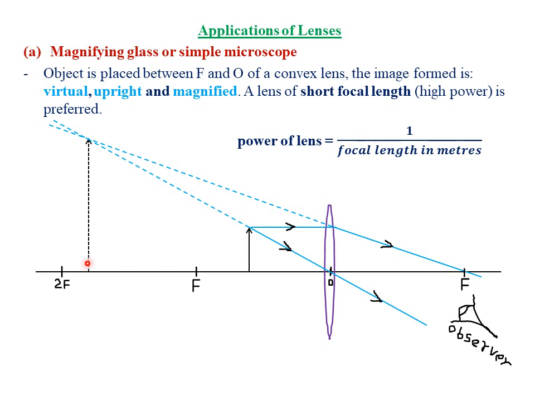Then of course we just plot our image as shown in this diagram. You can clearly see that the image formed is far more magnified as compared to the object. The image formed is virtual because it is on the same side of the lens as the object. It is also upright because the object was facing upward and the image is also facing upward. Then the image is highly magnified. So this is what happens in a magnifying glass or a simple microscope.